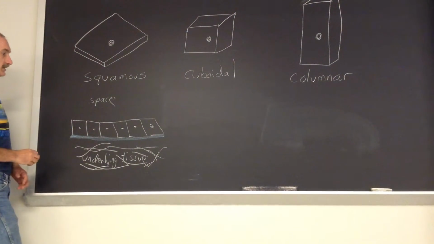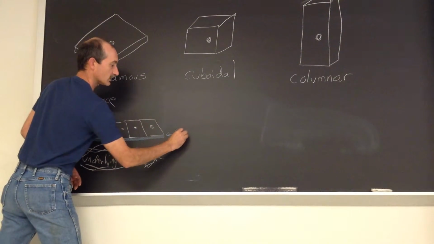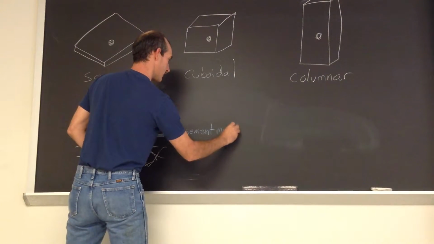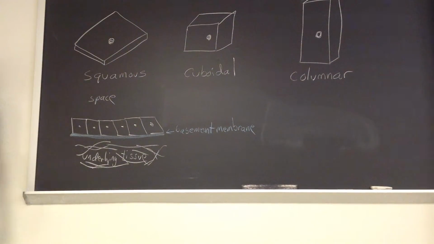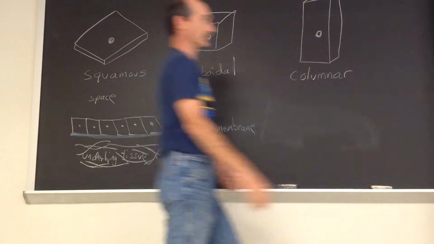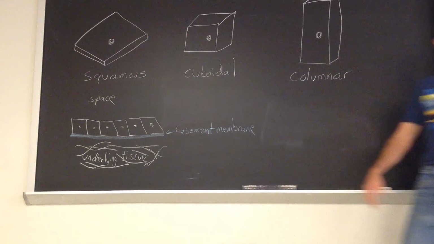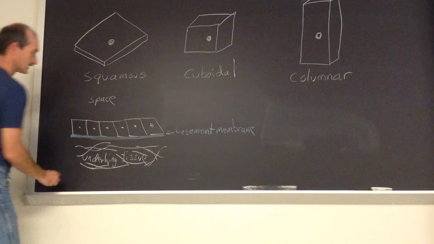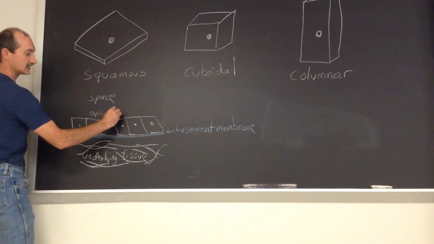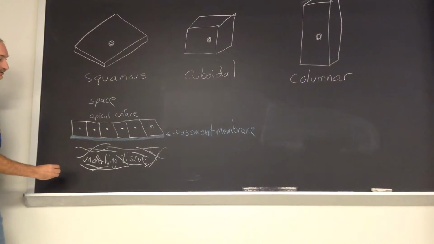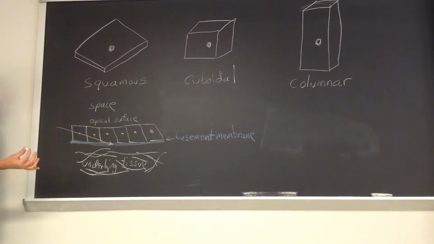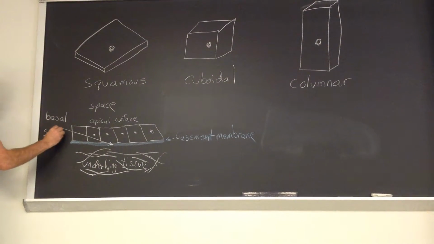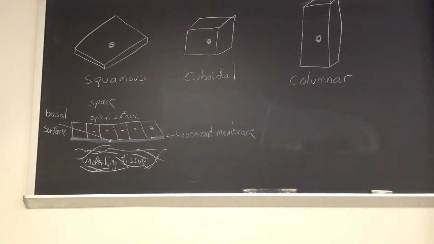Underneath it, there is something called a basement membrane, which helps to anchor it to the underlying tissue. We can see that over here by these dark blue bands. We can identify a surface that faces the space called an apical surface. In contrast, the surface that touches the basement membrane, or that connects to the underlying tissue, we'll call that the basal surface. So just some terms to get oriented.